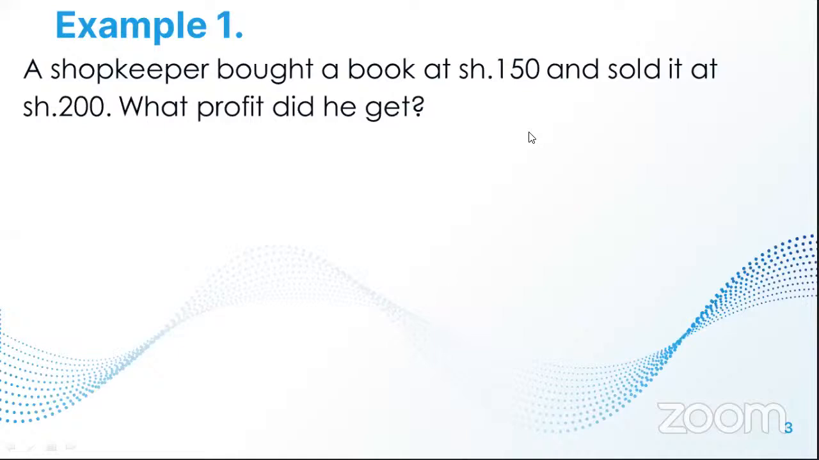Very good. So members, you have heard from Cosmas how he read the question. He said a shopkeeper bought a book at 150 shillings and sold it. These two words, you need to understand it carefully. Bought a book. Let me try to underline it. Bought a book.